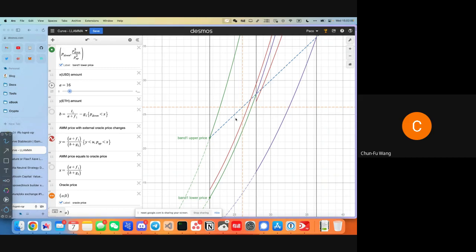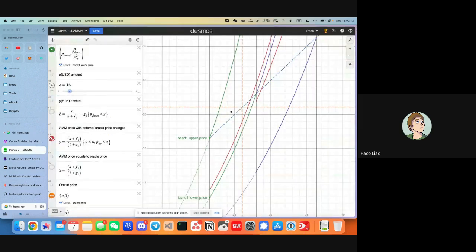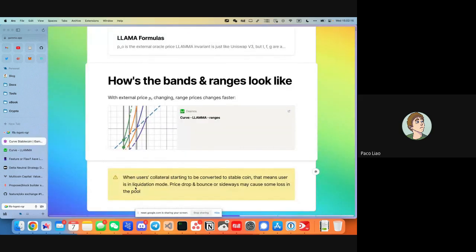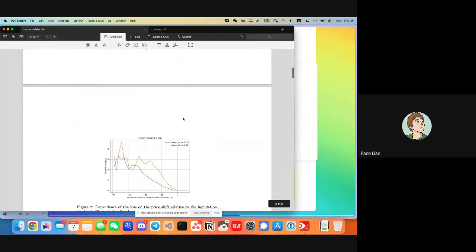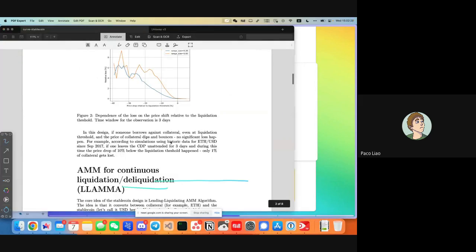So its purpose is almost the opposite of a normal Uniswap LP, in that you don't want the price to stay around that place. You don't want to be in this liquidation mode. You don't want your collateral starting to be converted to stablecoin. You will have a loss. Although the other Michael says that the loss is not too much. He did some simulation. He used historical data and did some simulation: if the price drops and bounces, how much loss you will get.